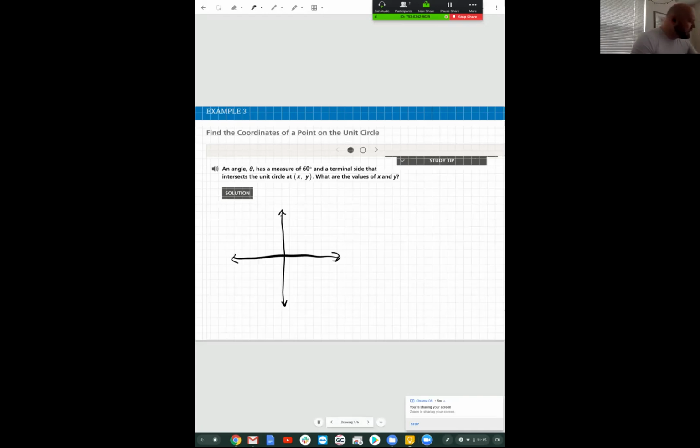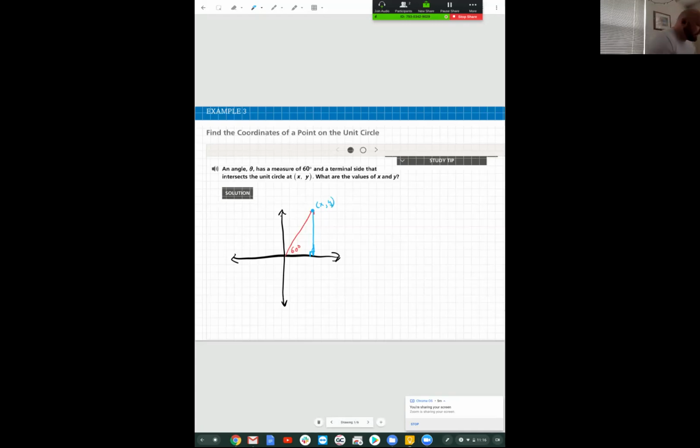Okay, a 60-degree angle. Let's say that's about there. This is our terminal side. We have a 60-degree angle. We're going to drop down to make our triangle. This is a 90-degree angle. And this point right here is some point x comma y.